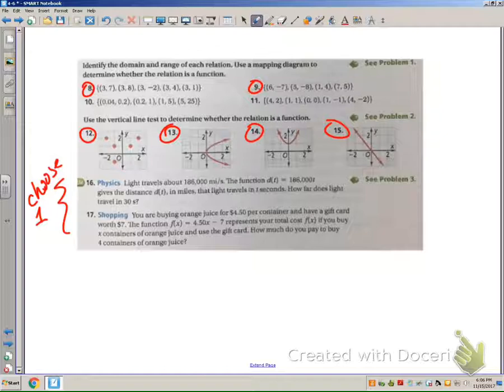Okay, and then what I would like for you to do is go ahead and work out the ones that are circled in red. So you're going to have to pause the video at this point, and I want you to work out number 8, number 9, 12, 13, 14, 15, and then you get to choose if you want to do 16 or 17. I will be collecting these. They will be for a grade, so take your time and do your best.